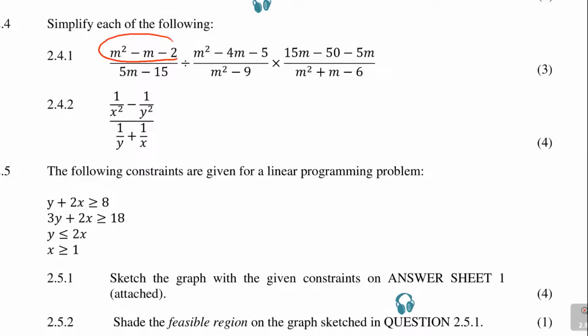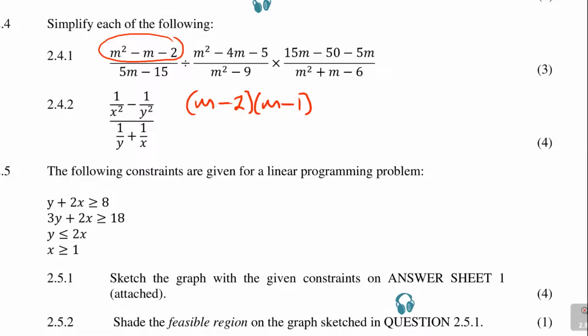They say, can you factorize this? M squared minus m minus 2. You need to know how to factorize this, because it will become the product sum. I usually use the product sum to say which two numbers, when you multiply them you get minus 2, when you add them you get minus 1. So here you'll have m minus 2 when you factorize, and m minus 1. That's the factorized version of that.